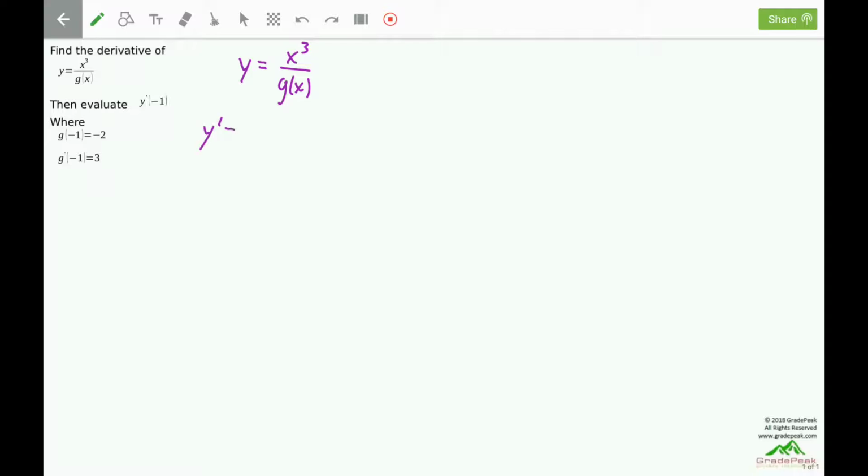The derivative y prime, or dy dx, will be found by the derivative of the numerator, power rule, 3x squared, times the denominator left alone, minus the numerator left alone, times the derivative of the denominator, we will call that g prime of x, and then all over the denominator, g of x quantity squared. So there's our derivative, y prime or dy dx.